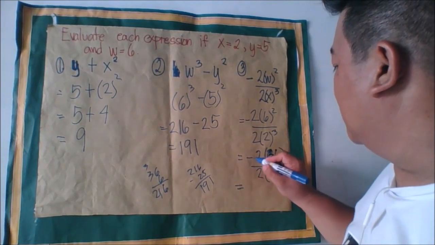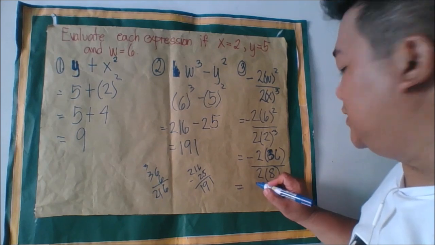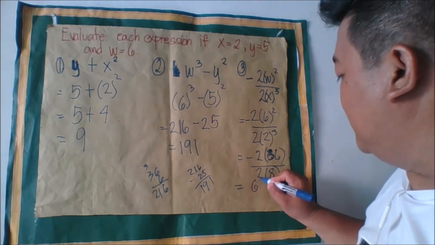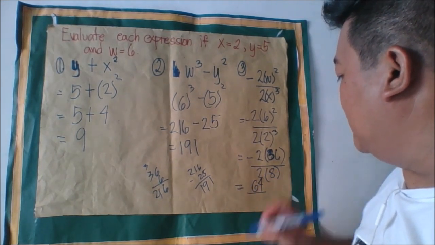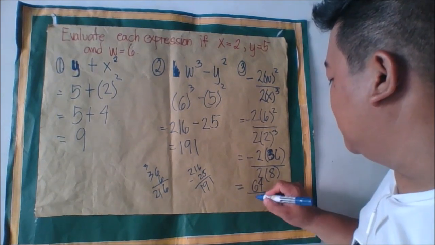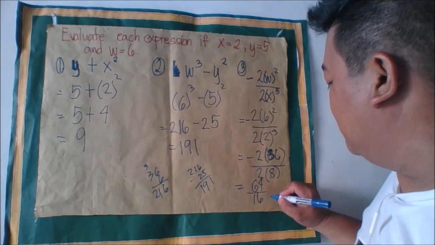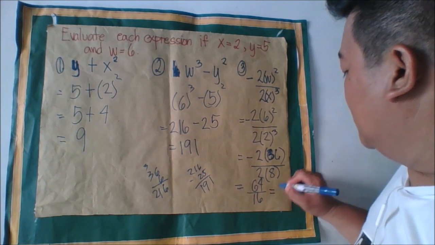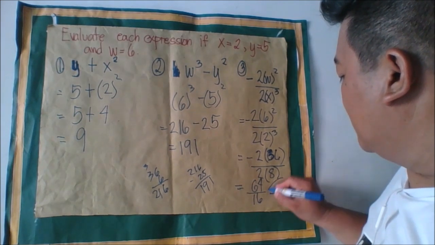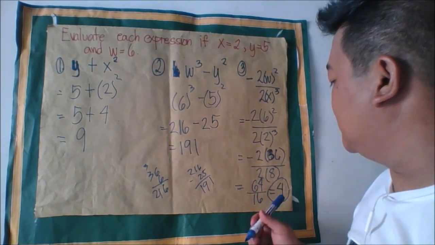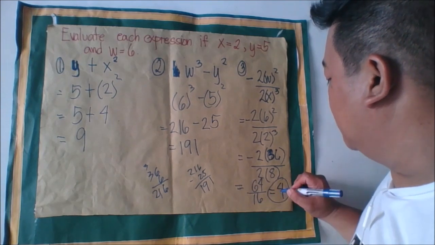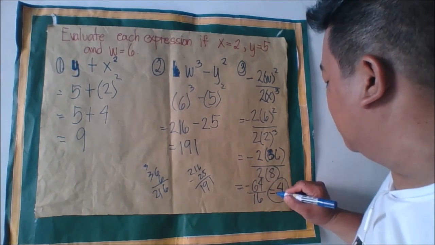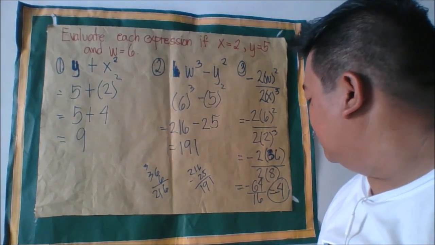So multiply: 2 times 36 would be 72. Then 2 times 8 would be 16. So 72 divided by 16 would be 4.5. Okay, so this expression is equal to 4. Since this is negative, it is negative 4.